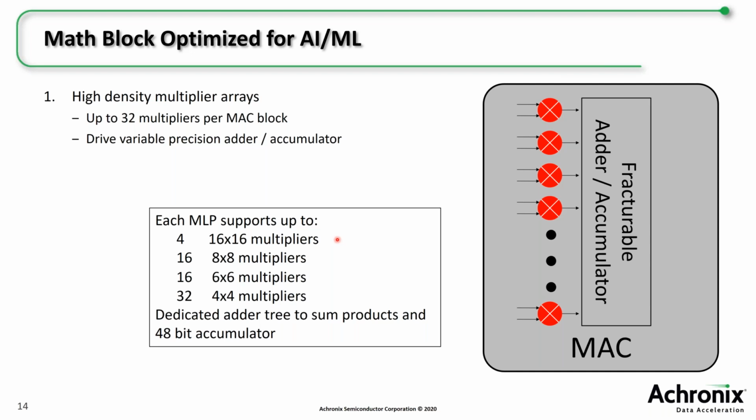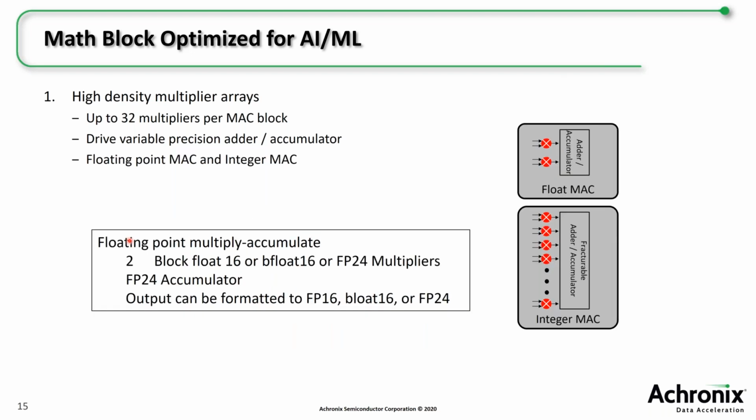So diving into what's specifically included within this AI optimized machine learning processor block, it's got very dense matrix multiplication operation. So you can have up to 32 multiplies per multiply accumulate block. That would be 32 int 4 multiplies, or 16 int 8 multiplies, or 4 int 16 multiplies. In order to make it more efficient for signal processing applications, it also supports complex arithmetic as well. So that's the kind of simple mode of using integer arithmetic.